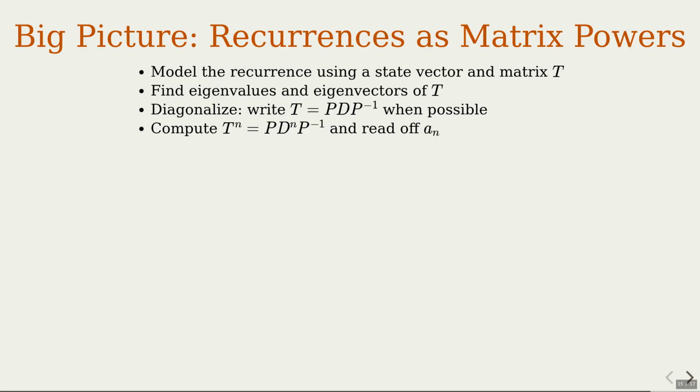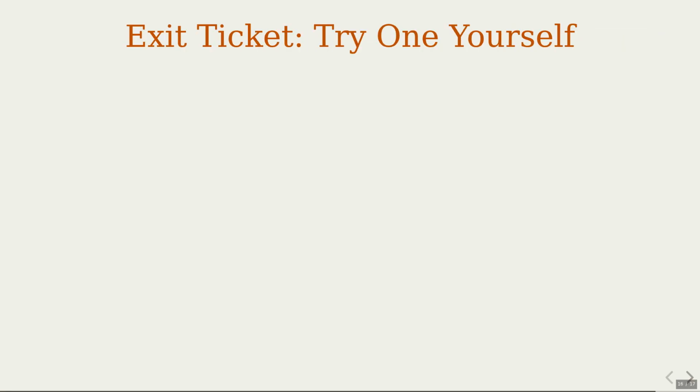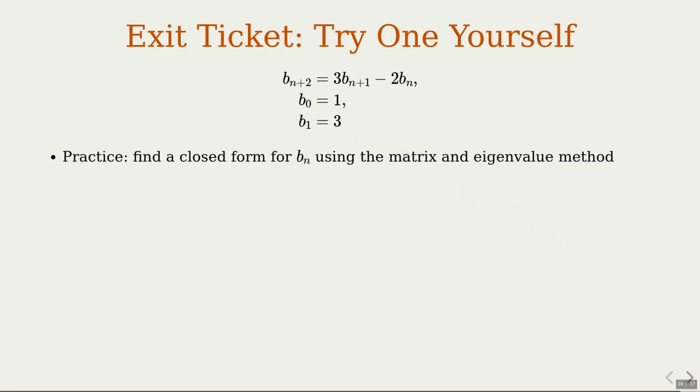Let us cement the idea with a quick practice problem that follows the same pattern. I will try to talk through the steps and see if I can predict the closed form. Here is a similar second-order linear recurrence with two starting values. If you set up the characteristic equation, you get a quadratic with roots 1 and 2, so the general form is a times 2 to the n plus b times 1 to the n.